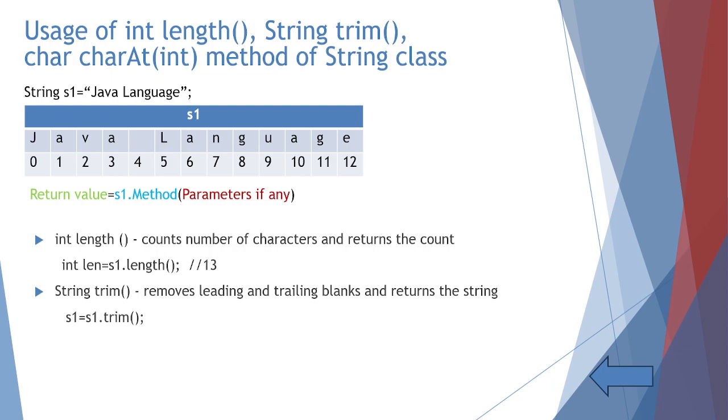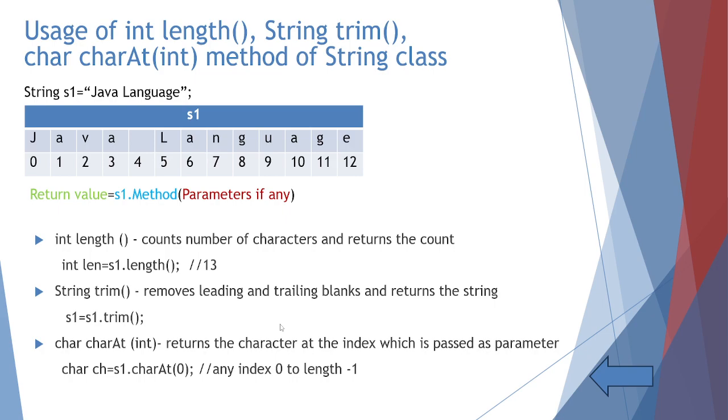Second one, String trim, removes leading and trailing blanks, if any, and it returns a string. So s1.trim is an instance method, returning a string; either we store it in the same variable, that is s1, or we can use another variable.